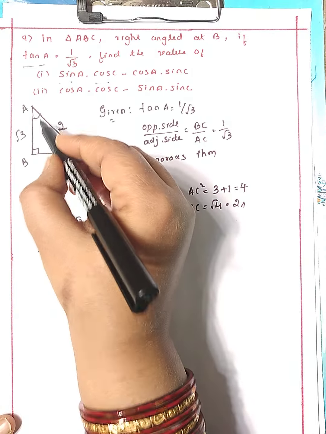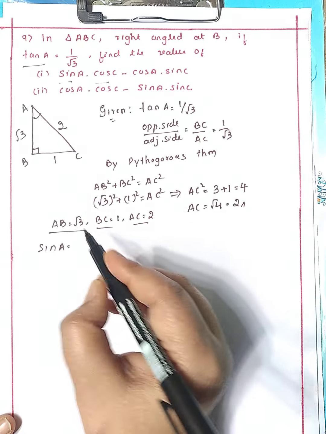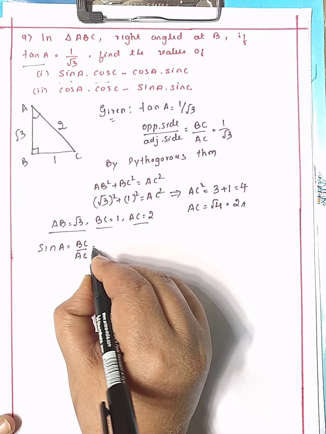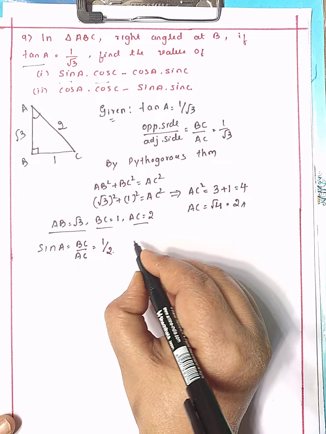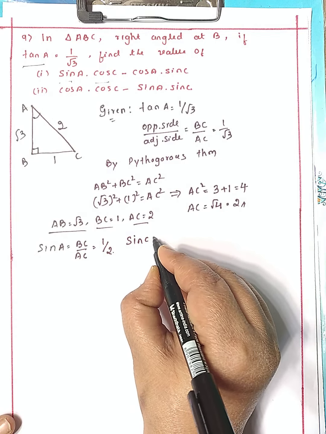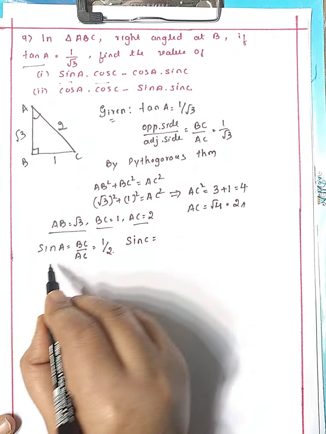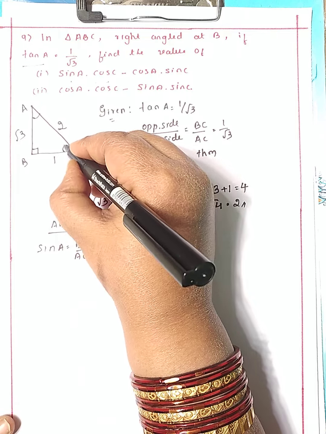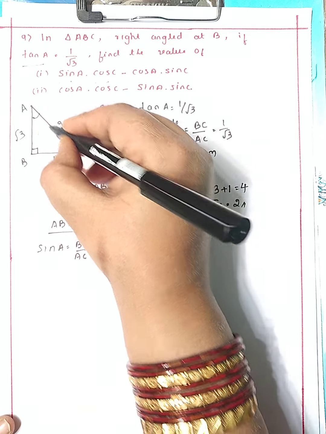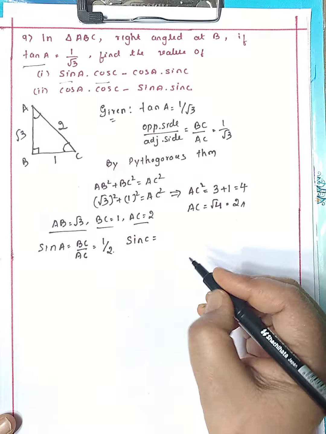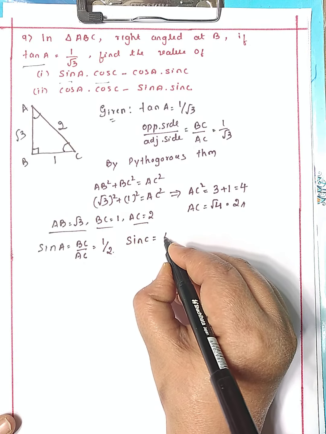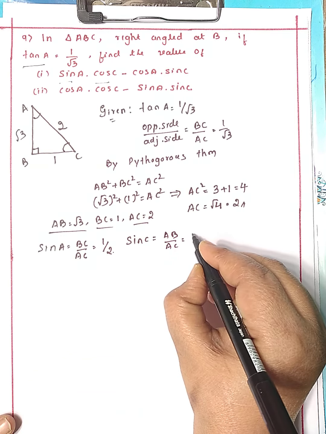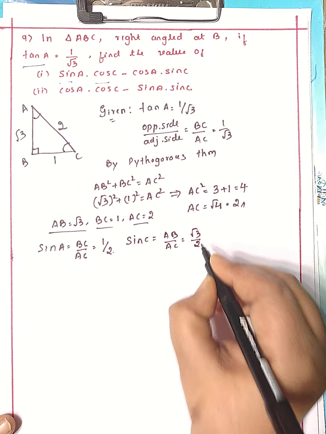Sin A is opposite by hypotenuse, that is BC by AC, it's 1 by 2. Then write sin C. Sin A is 1 by 2, and we have to write the ratio of sine for this angle. For sine C, again opposite by hypotenuse. Opposite is AB by AC. That is root 3 by 2.